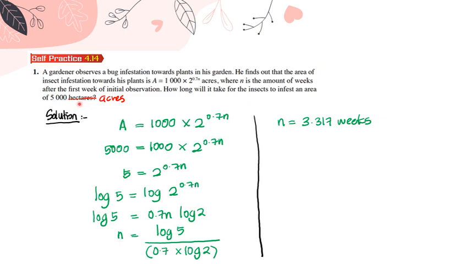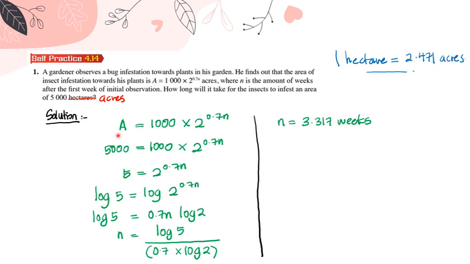Actually, this is not hectares. Please change to acres, because based on the answer at the back of your textbook, this is actually acres. Just for your additional information, 1 hectare is equal to approximately 2.471 acres. Okay, but in this question we will use acres.